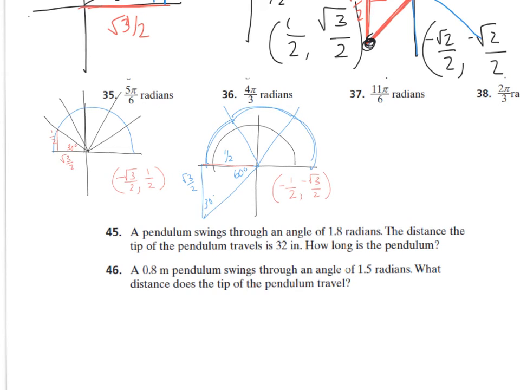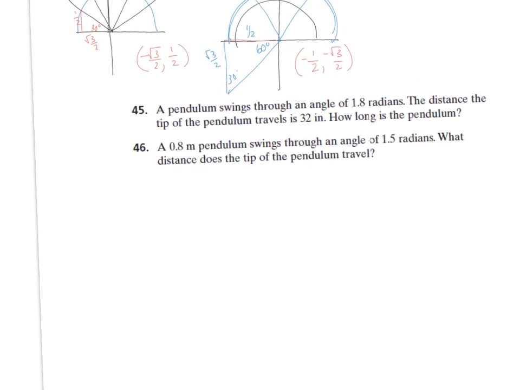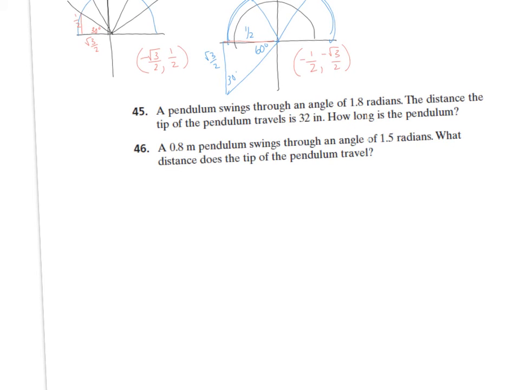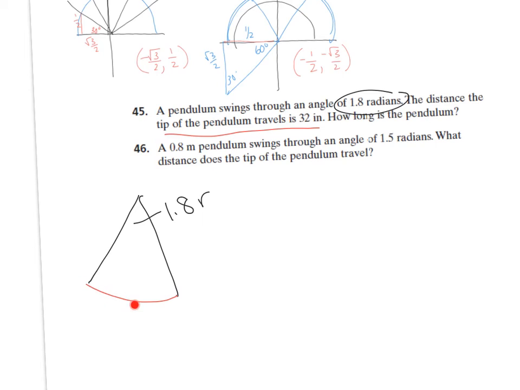Okay, 45. A pendulum swings through an angle of 1.8 radians. So you have this pendulum, and the angle is 1.8 radians. The distance the tip of the pendulum travels is 32 inches. So pendulums go back and forth in a circular motion. So what we're going to do is we know what the arc length is. We know that the arc length is 32 inches.